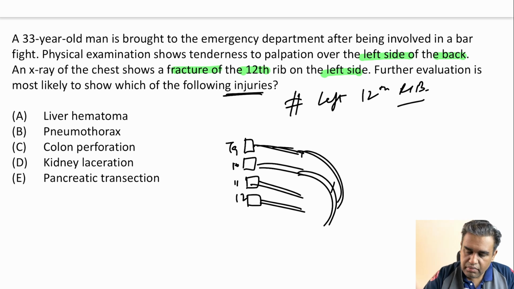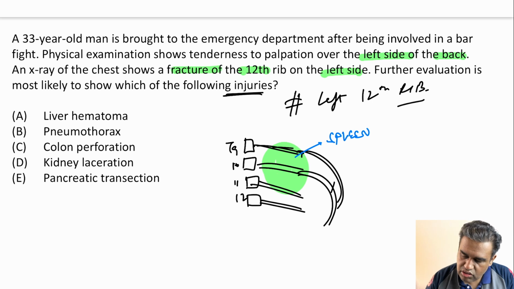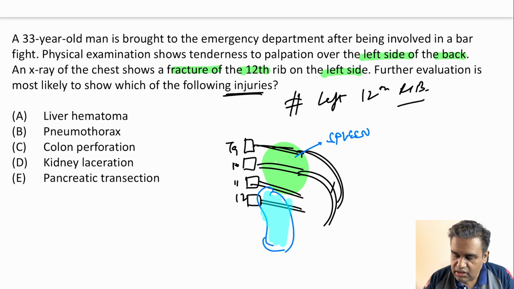Now, if you remember, 9th, 10th, 11th on the left side, which organ is placed over here? Normally 9th, 10th, 11th, we all should be knowing that we are referring to the spleen over here, right? Posteriorly. And posteriorly, if I now outline an organ over here, say like this, which organ do you think this is? I hope you will easily recognize it to be the kidney.